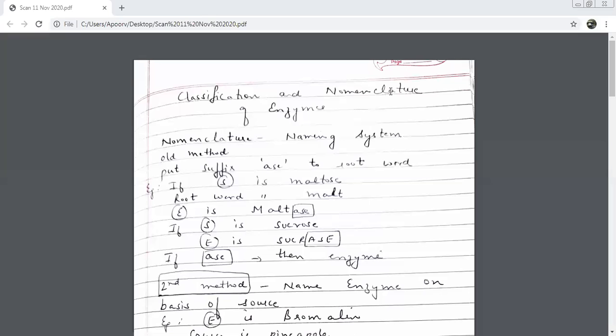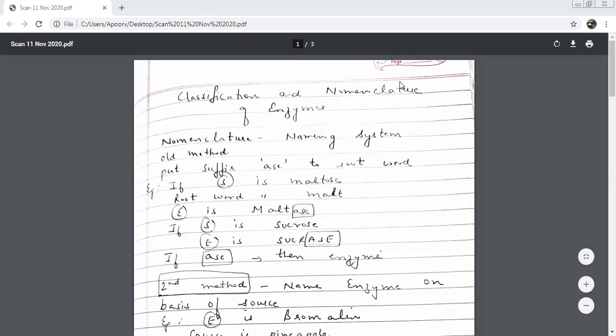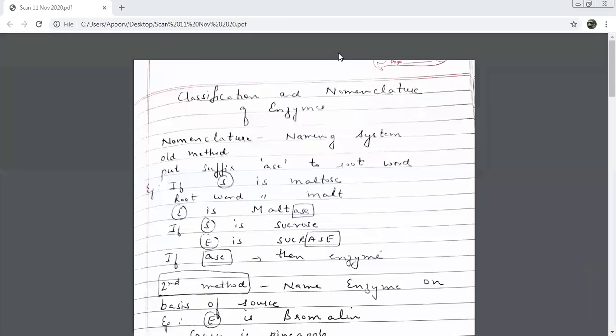So let us start the second last topic of the chapter. It is classification and nomenclature. Everybody knows what is classification, but what is nomenclature, beta? Naming. Yes, exactly. The naming of something is called nomenclature. Earlier also you must have come across this word nomenclature. Where? In chemistry. Alkanes, alkenes, alkynes. Okay, that is chemical nomenclature, but we also have biological nomenclature.